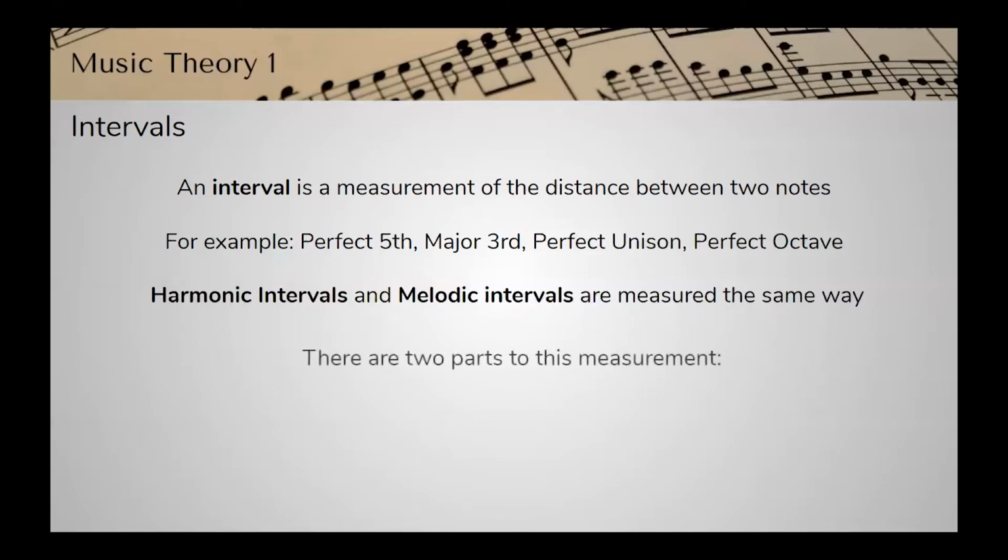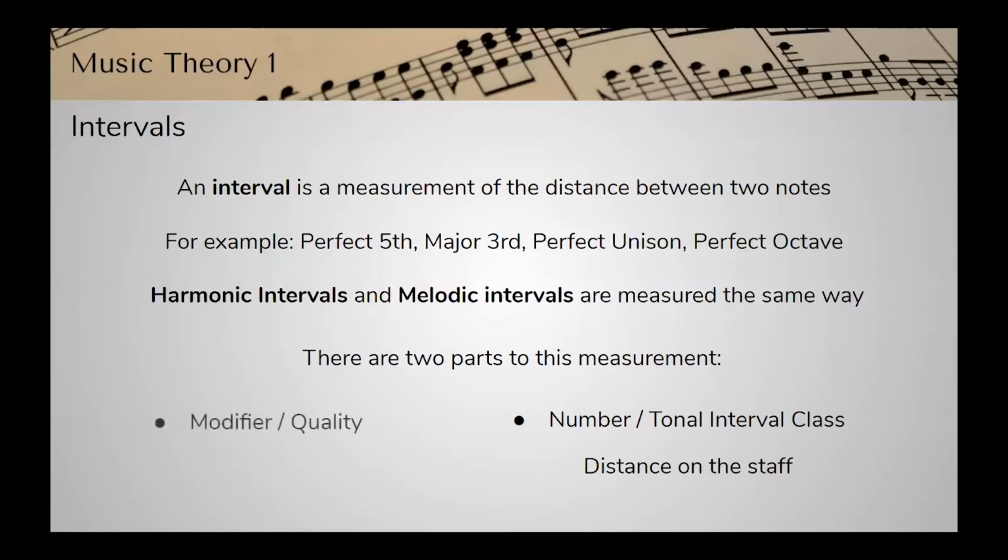Okay? All right, so there are two parts to this measurement, and the first one we're going to talk about is actually the second part of the name, which is the number or tonal interval class. And this is simply the distance that the two notes cover on the staff. Okay, and then the other part is the first part of the name, which is the modifier or quality, and it's a little bit trickier to understand. And it depends on the accidentals or lack of accidentals that the notes have. And it's really related to the number of half steps between the two notes, which we'll talk about in a second.